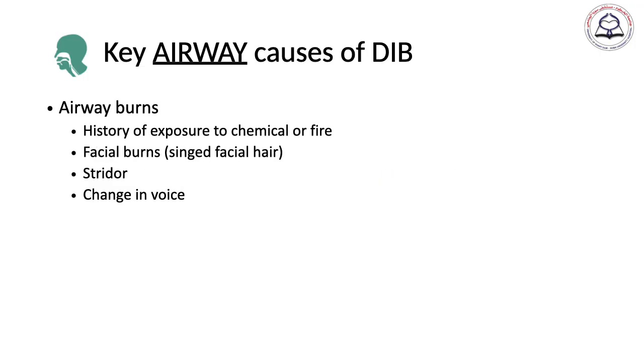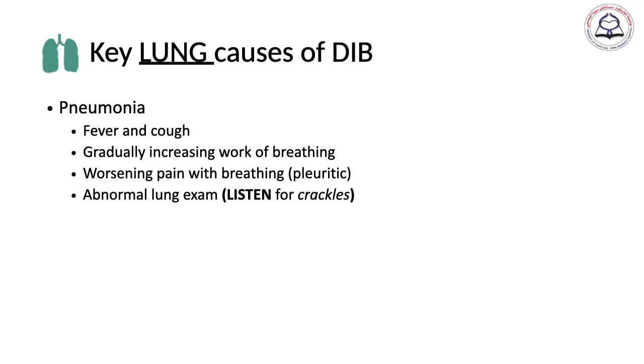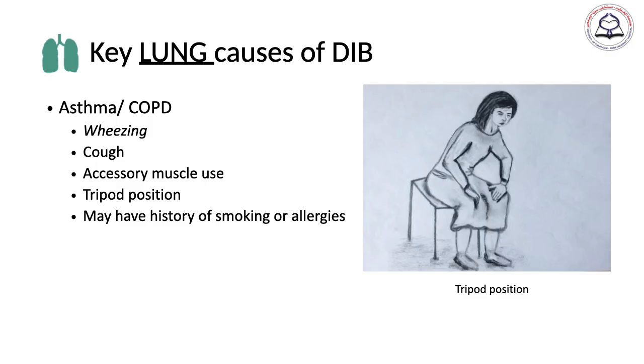Airway burn: history of exposure to burn, fire, or chemical. Facial burn, you can see that. You can hear stridor and change in voice. Patient with pneumonia can present with fever and cough, gradually increasing work of breathing. There can be pleuritic chest pain, and with auscultation you can hear crackles. Patient with asthma or COPD exacerbation presents with wheezes, cough, use of accessory muscles. They can be sitting in the tripod position, and there could be history of asthma or allergies.